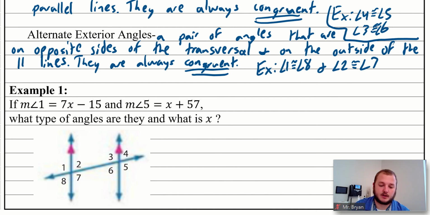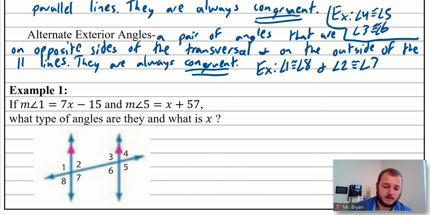Shouldn't take too long to draw that diagram. And we have different numbers here, so that's why I wanted you to write it this time. In this case, we're told measure of angle 1 is 7x minus 15, and measure of angle 5 is x plus 57. I want to know two things. Number one, what type of angles am I looking at with these two? And then what is x?